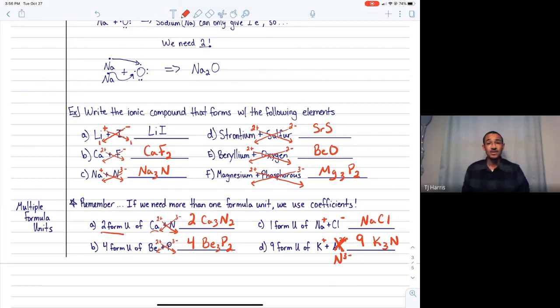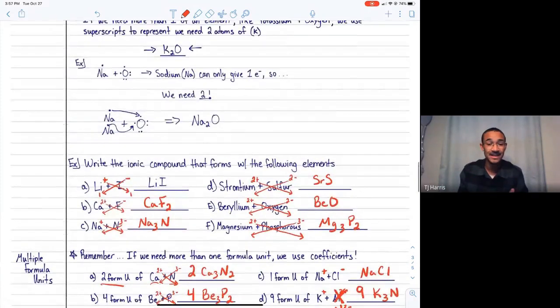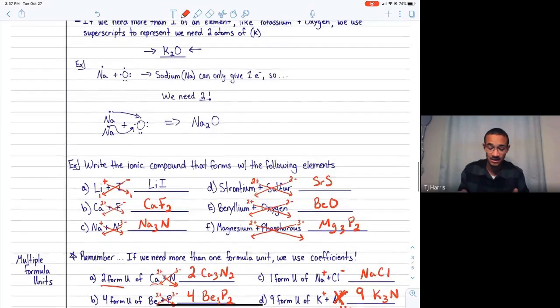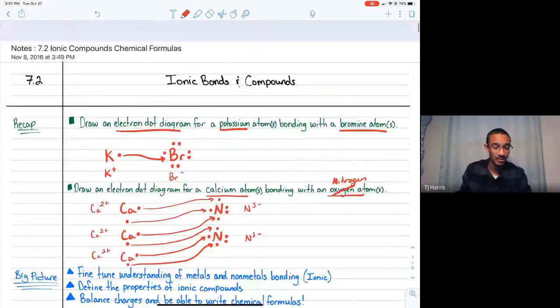All right. So that's how we form compounds. Cancel out the charges. You have to know the charges so that you can write them, so that you can draw your arrows, so that you can cancel them out and write your formula. All right. Study guides. Work on those study guides. All right. That is 7.2.